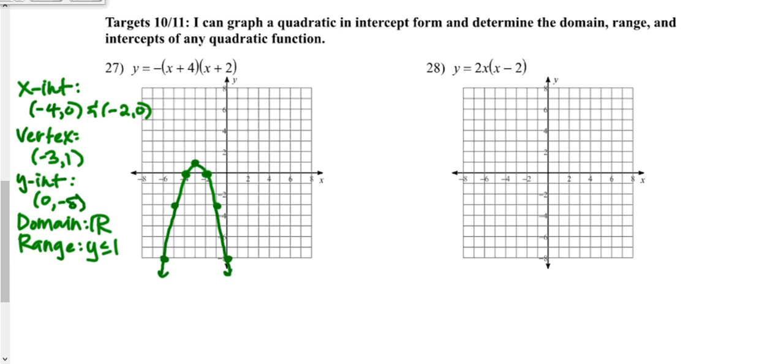Starting with the x-intercepts again on 28, since it's in intercept form. So if I set 2x equal to 0 and solve, I get 0, 0. And then the second one would be 2, 0. So just thinking about the zeros like I would when I'm solving. So the x value right in between there is 1. So your vertex is going to be at 1 something, so we can plug in a 1, and then we should get out a negative 2. That was my fault.